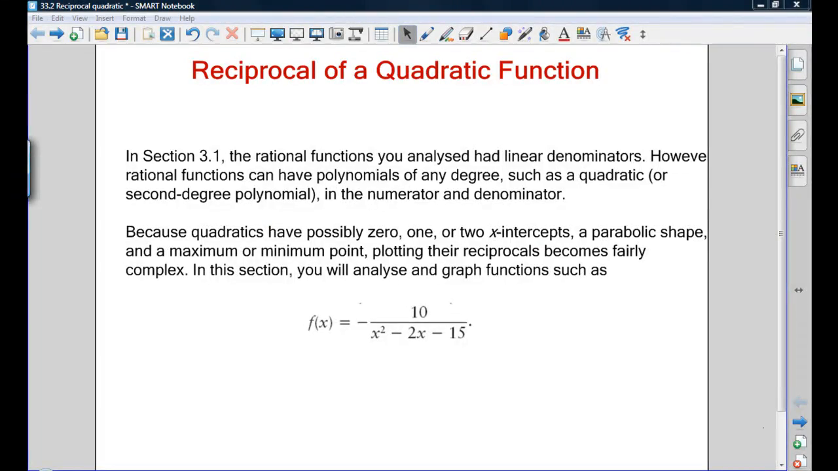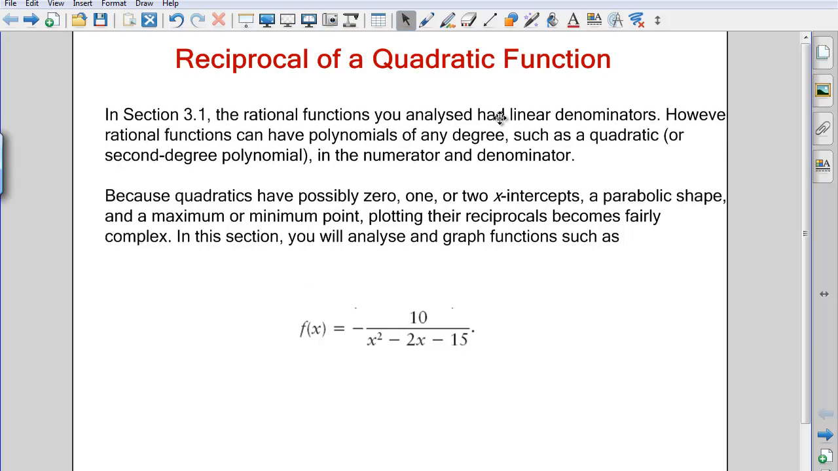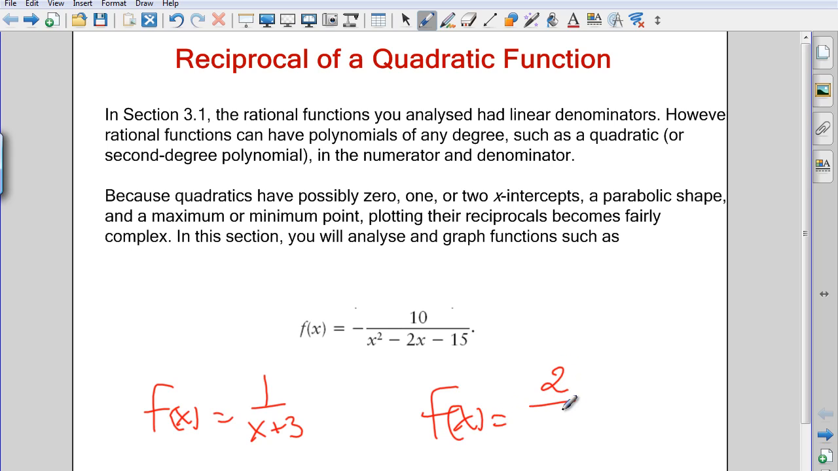Today's lesson is about reciprocals of quadratic functions. We've previously looked at reciprocals of linear functions of the form f(x) = 1/(x + 3), or f(x) = 2/(x - 7).